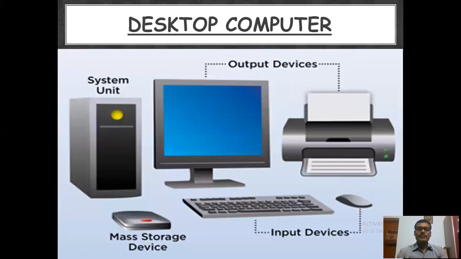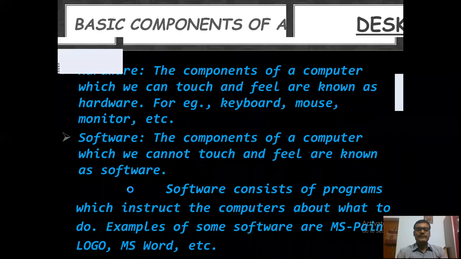Now coming to this picture, you can see this is the desktop computer, in which this is known as CPU. This is monitor, keyboard, printer and mouse. You know very well that keyboard and mouse are the two basic input devices. Printer is an output device, and this is a mass storage device. You can attach this storage device to your CPU and you can store a large amount of data in it.